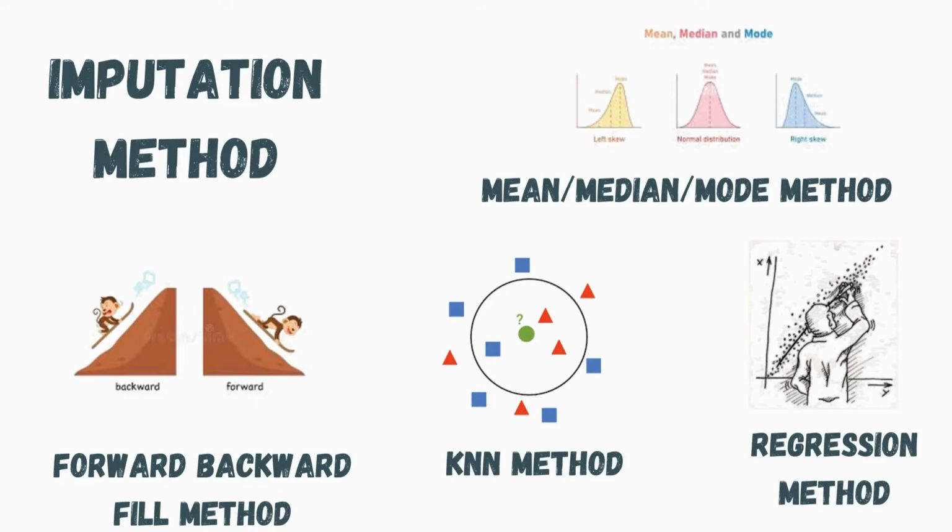The second one is forward or backward fill. This means the value that comes after or the one that came before can be carried forward or pulled back into the missing fields.